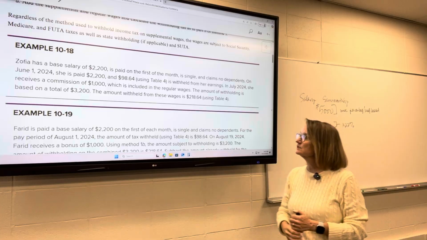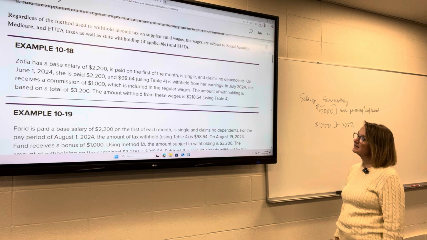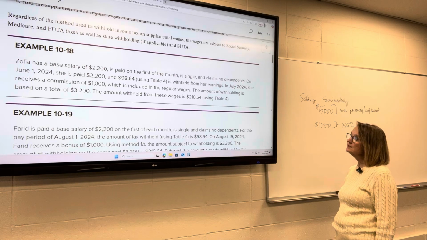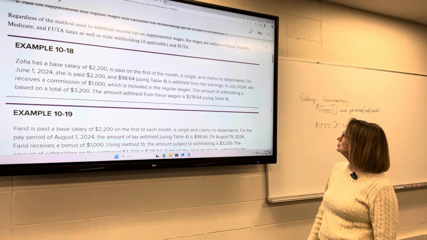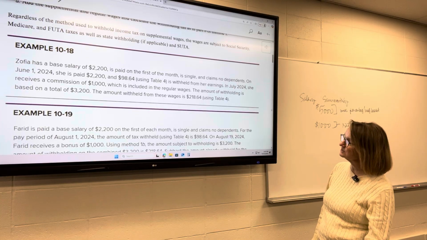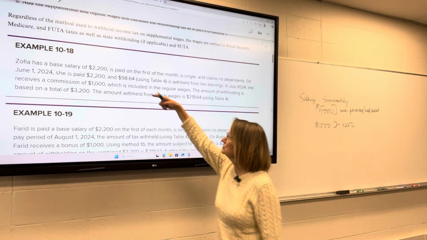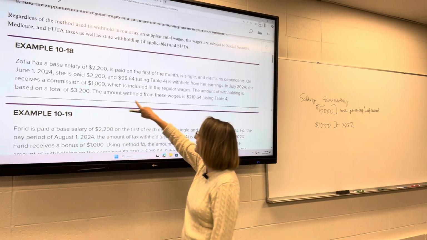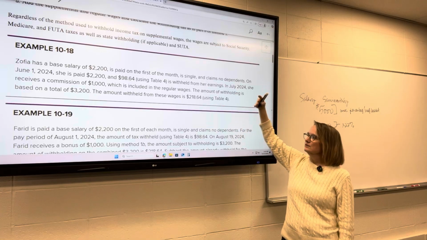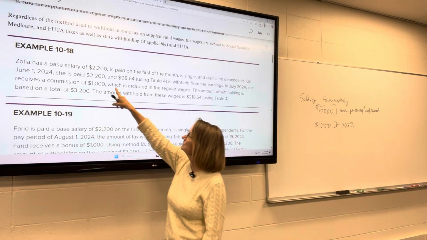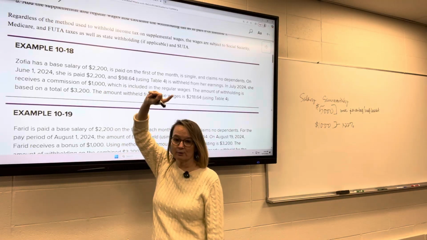So a couple of examples here. Zofia has a base salary of $2,200, paid the first of the month, single, claims no dependents. On June 1st, she's paid $2,200, and $98.64 is withheld from her earnings. On July 24th, she receives a commission of $1,000. It's included in her regular wages, so they add the 1,000 to the 2,200. Total is 3,200. Amount to be withheld in this case would be $218.64. The other way they could do it is withhold it at 22%, which means this would be $220 of withholding. Add it to the regular amount of withholding.